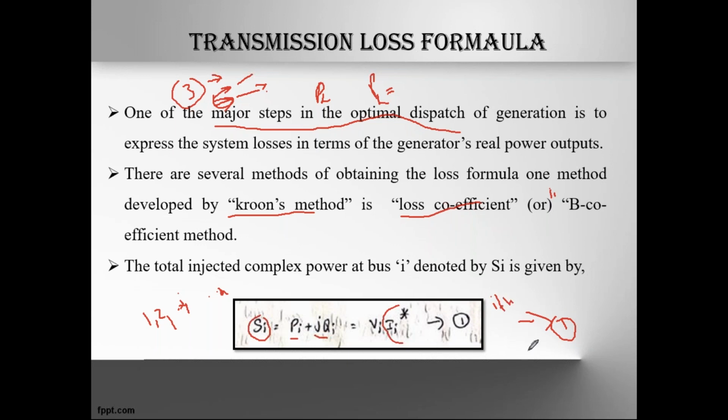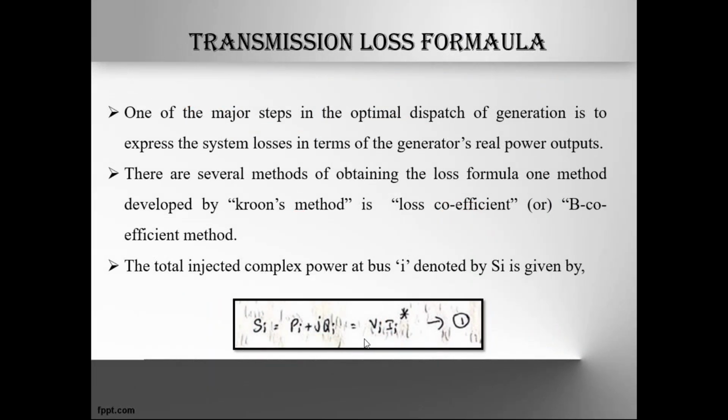Just write down the equation, then only you can understand it step by step, because in the derivation, substitutions happen. So from the first equation up to the 13th equation, note down all the equations as they come so you don't get confused. So this is the first equation, and this equation has to be used to find the transmission loss formula.